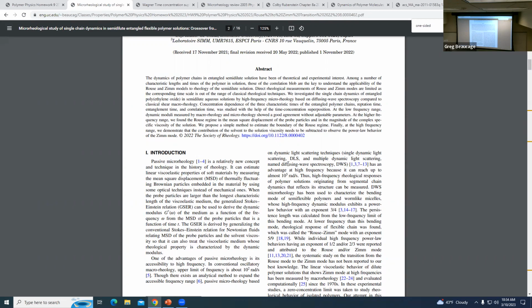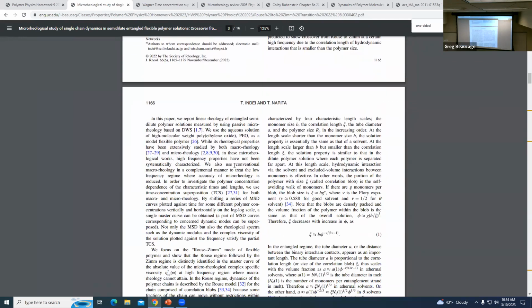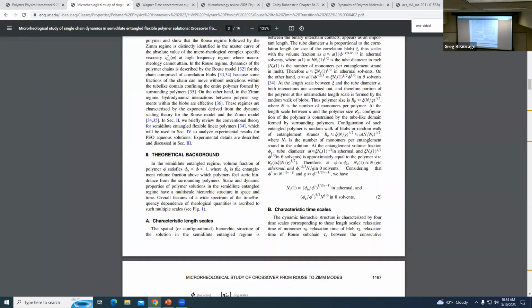But anyway, the first part of this, he does a pretty nice job of explaining this really complicated situation. The first thing they do is say that there's 4 characteristic size scales that we've already talked about. So we have the Kuhn length, which he calls a monomer. He's mistaken there, but it should be the Kuhn length.